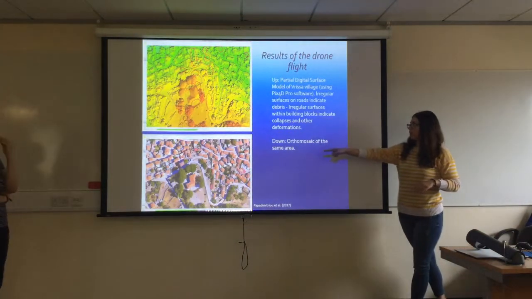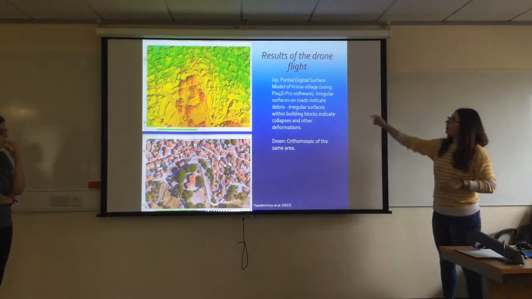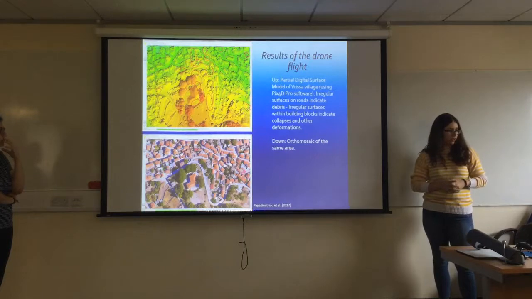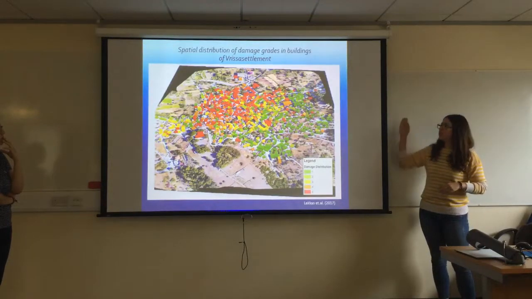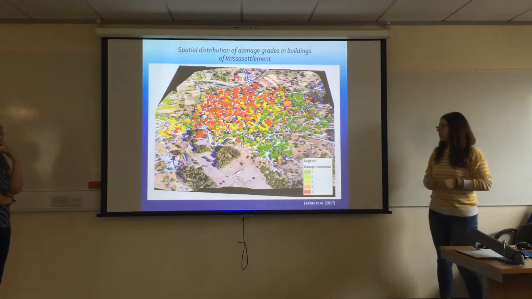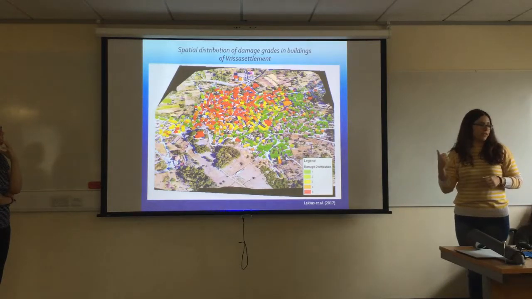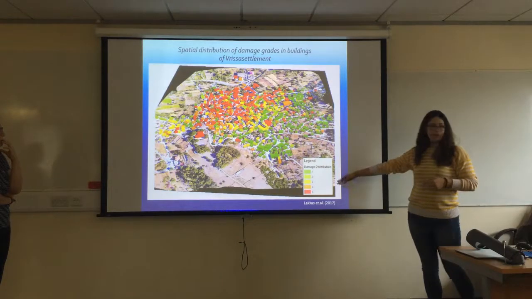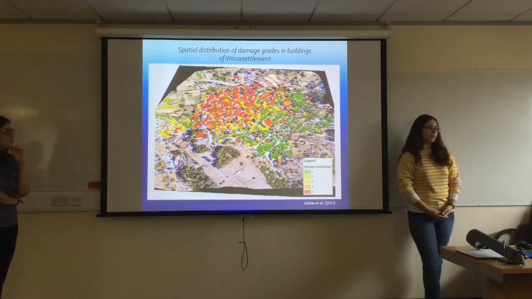This is the first orthomosaic, and the upper image is the DSM. And the last result was a map that shows the damage distribution for the buildings in the Brisa settlement. And you can see that the red color marks the most damaged buildings.